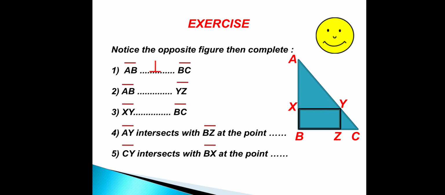The relation between AB and YZ. AB and YZ don't meet at any point. They are called two parallel lines. AB and YZ are two parallel lines.